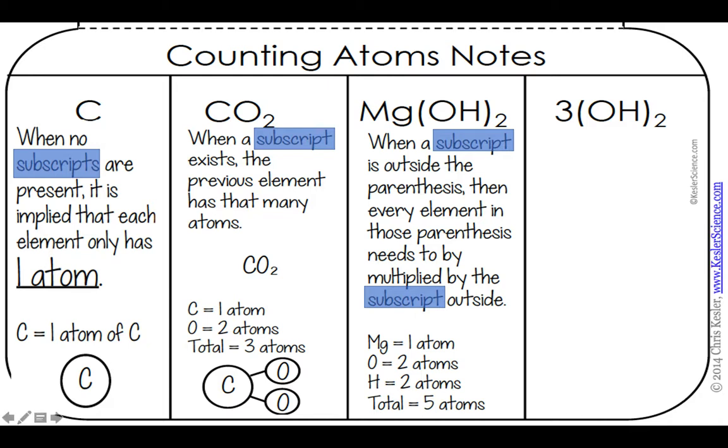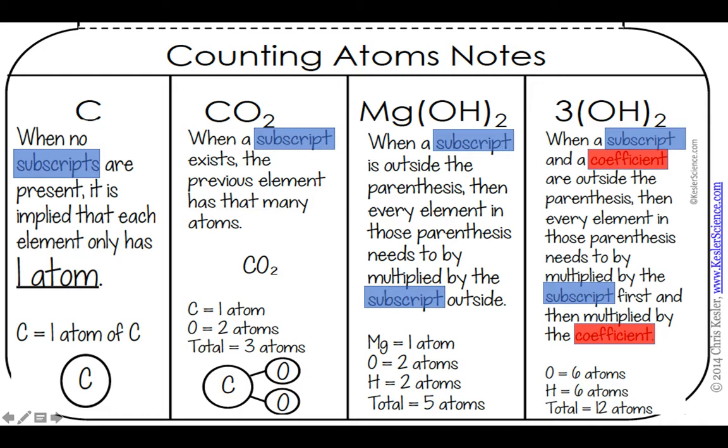So we have an Mg, which is magnesium, with no number behind it, no subscript behind it. So we have 1 magnesium. And then we have OH, oxygen and hydrogen, inside of a parentheses with a 2 behind it. So that means there are 2 of each of those. So we have 1 magnesium, 2 oxygen, and 2 hydrogen, giving us a total of 5 atoms.